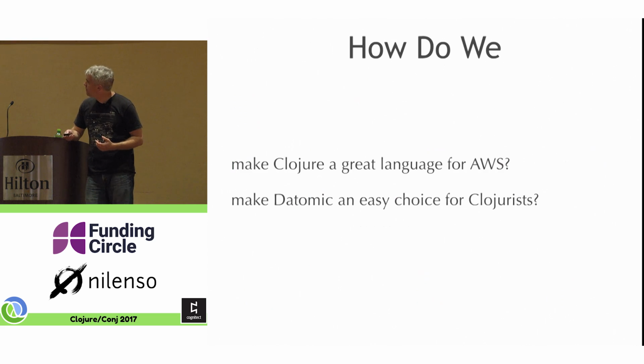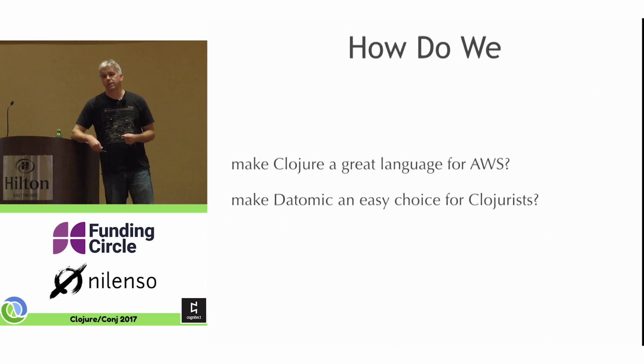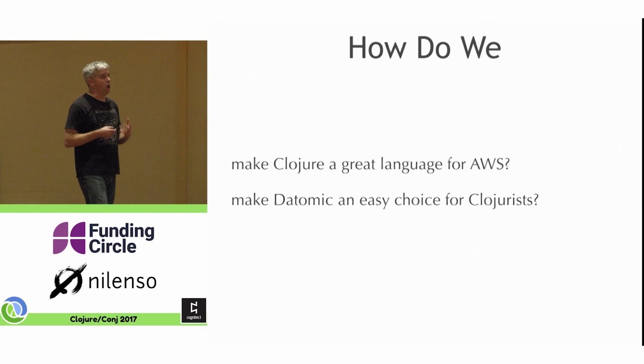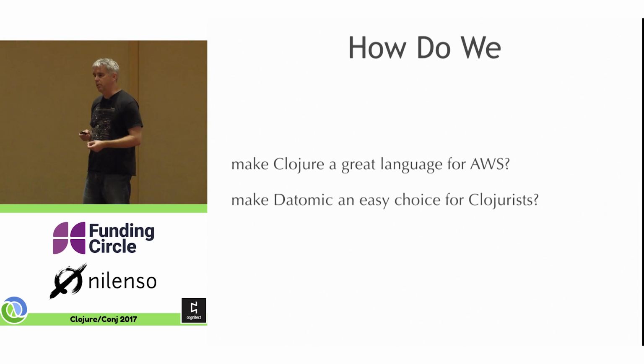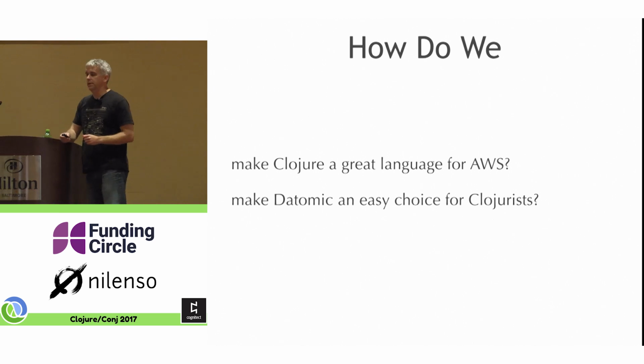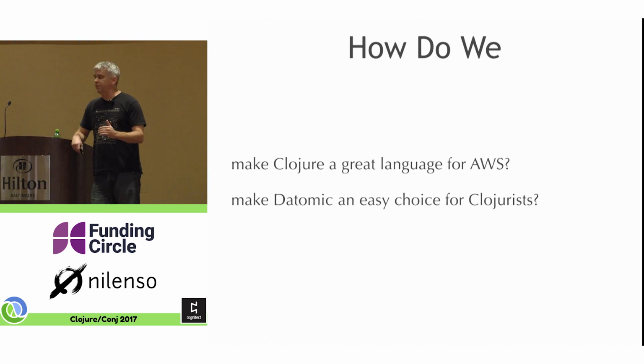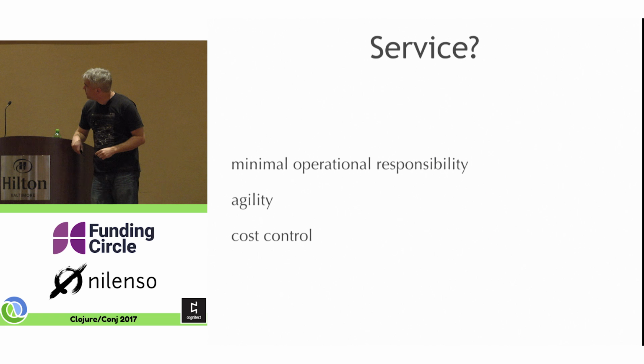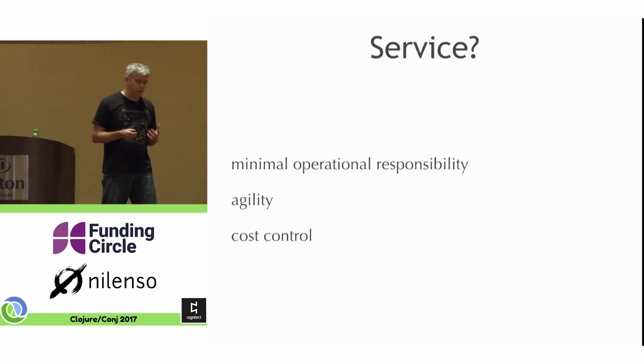So what can we do? How do we make Clojure an awesome environment for building things on AWS? And in particular, in the subject of this talk, how do we make Datomic easy and a great choice on AWS for Clojure programmers? So if you're running on AWS and writing code in Clojure, Datomic should be a tool that fits your hand when it can. And so what we've been working on for the last couple of years is thinking through the possibilities there.